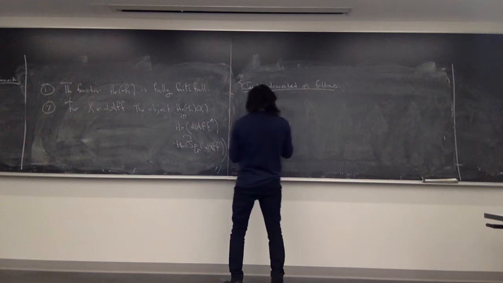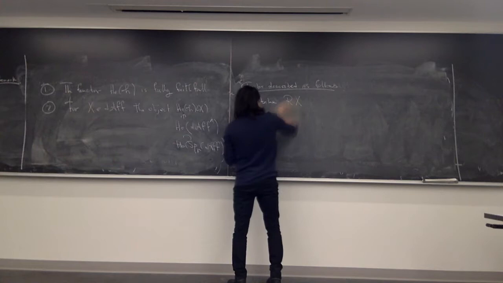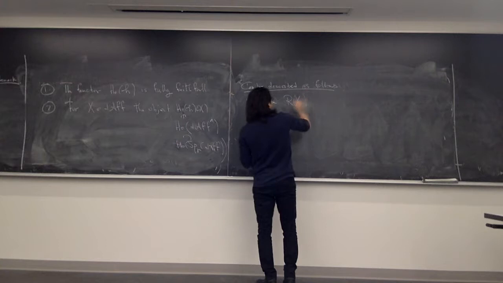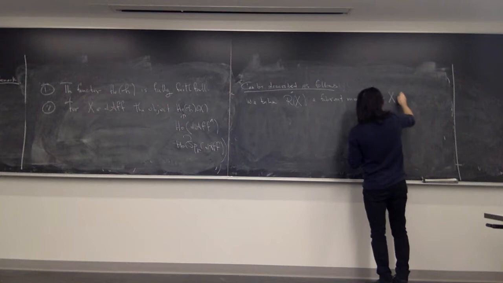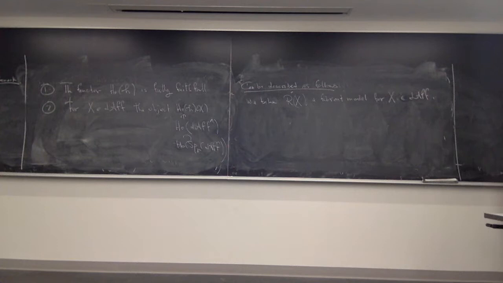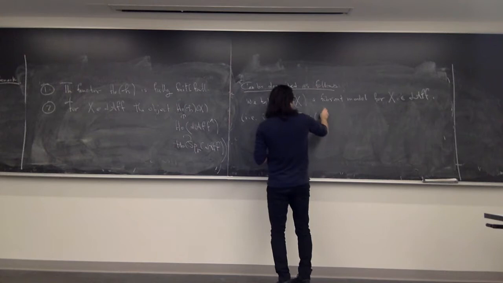Well, this is how. So we take R of X, R dot of X, a fibrant model for X, which is in this derived affine category. That is, if X is formally a spectrum of some simplicial commutative ring, X is something like that.